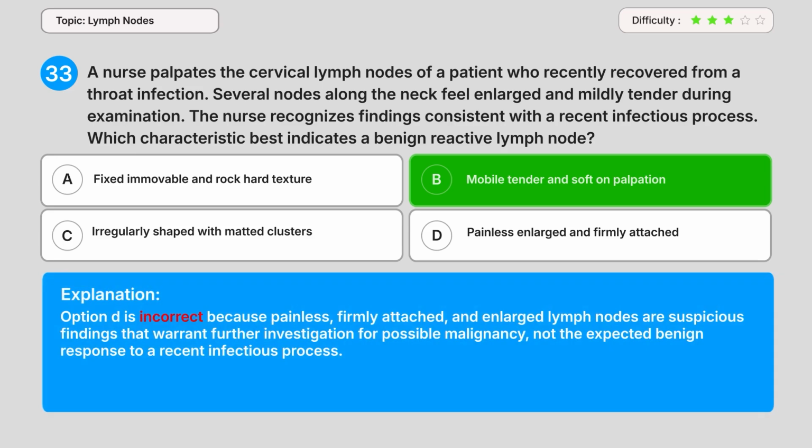Option D is incorrect because painless, firmly attached and enlarged lymph nodes are suspicious findings that warrant further investigation for possible malignancy, not the expected benign response to a recent infectious process.